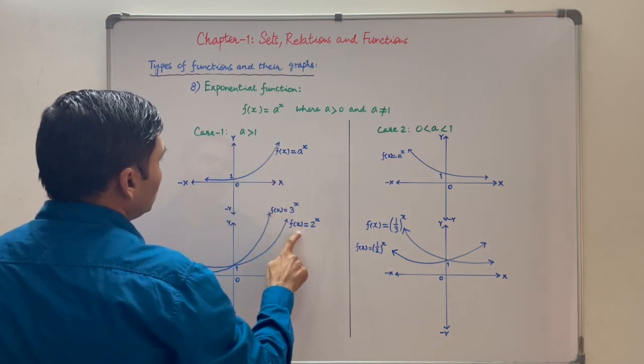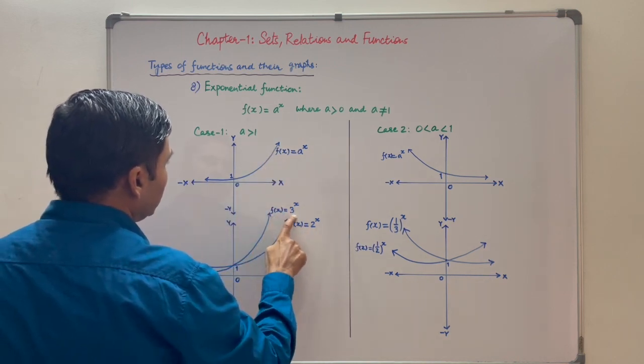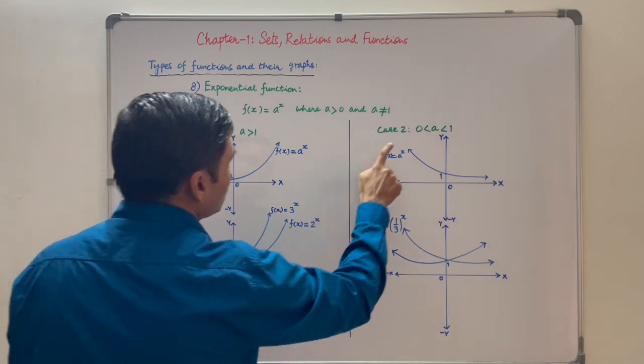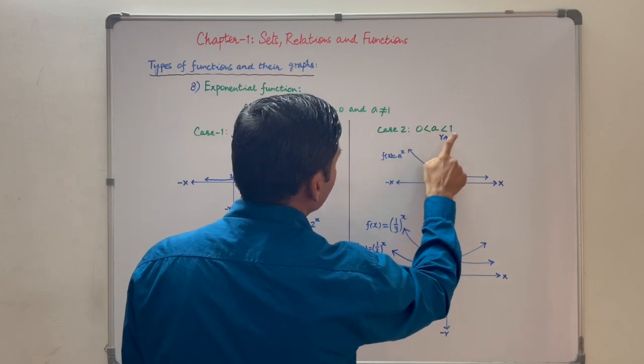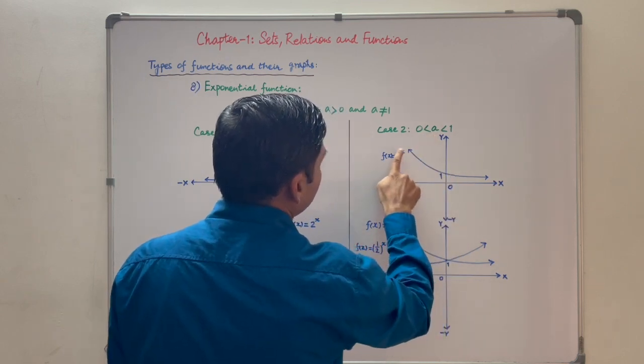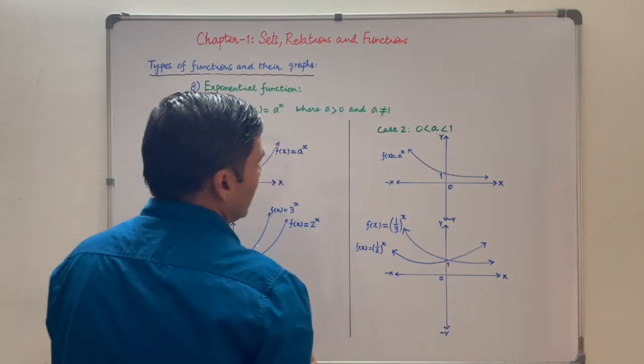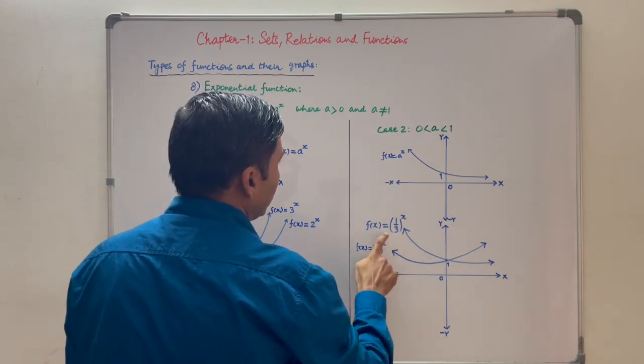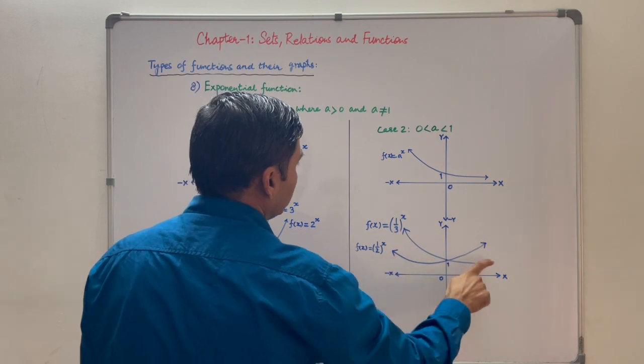When x equal to 2 and when x equal to 3, f(x) equal to a to power x graph is like this. Case 2, when a lies between 0 to 1, f(x) equal to a to power x graph is like this. And when x equal to 1 by 2 and when x equal to 1 by 3, f(x) equal to a to power x graph is like this.